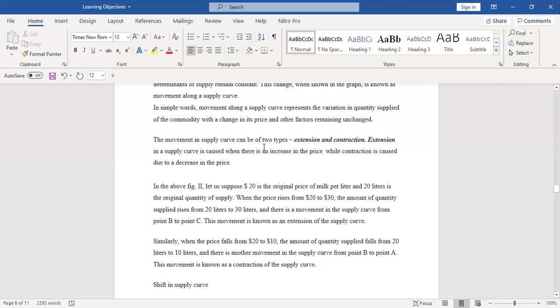So the same thing Kevin said. Extension. Yes, a rise in price will cause an extension in quantity supplied. Good? And a fall in price will cause what, guys? In terms of quantity supplied, how will it affect quantity supplied? A fall in price will cause a contraction. Well said. Excellent.